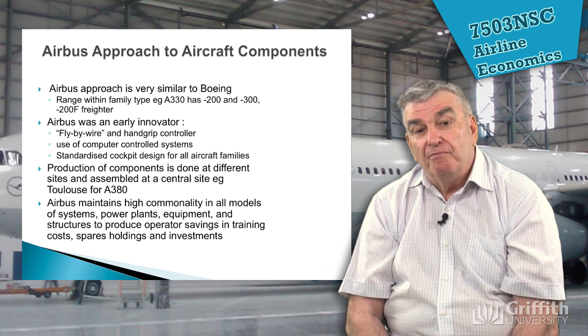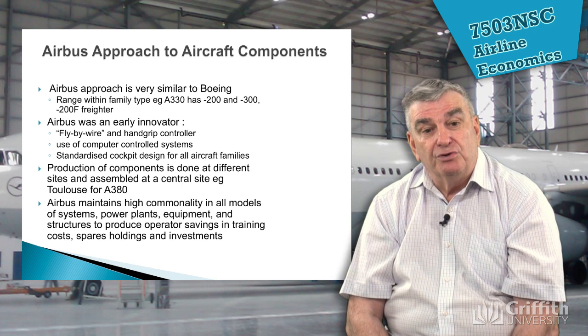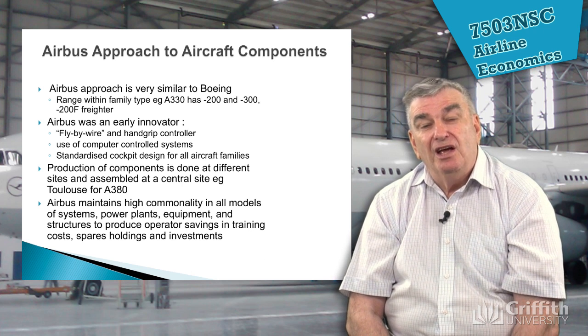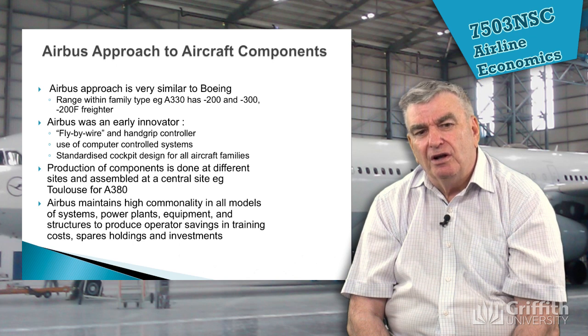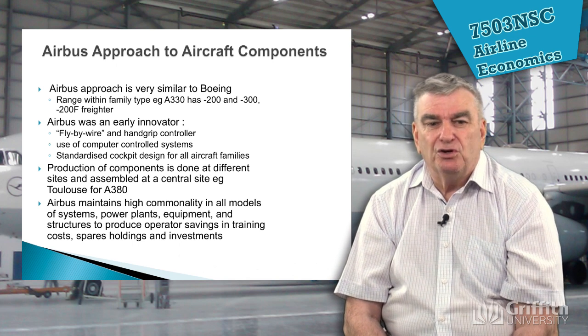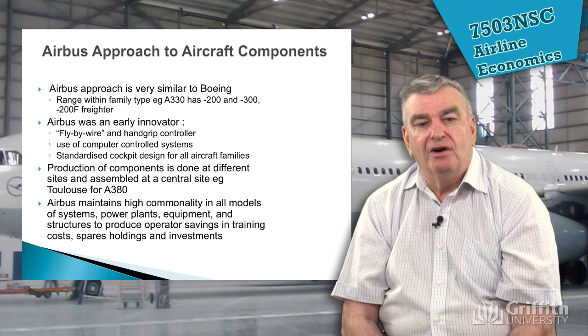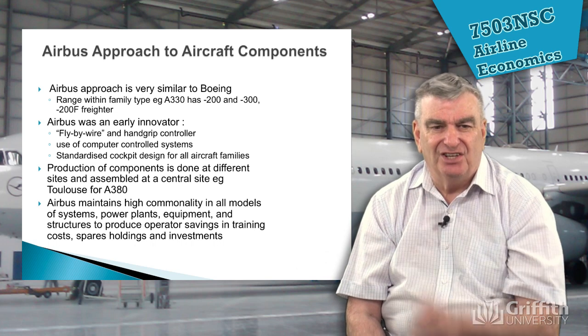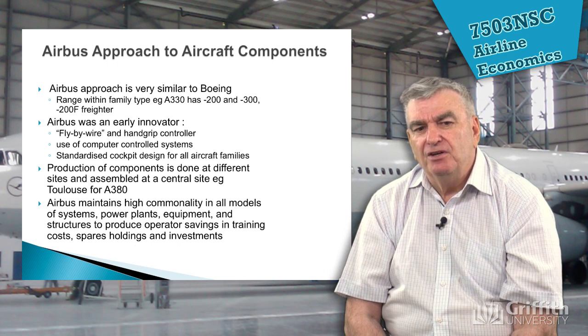If we look at Airbus, very, very similar. It started off with fly-by-wire. It started off with standardised cockpit design. It was pretty much first to start using just-in-time inventory. But Boeing and Airbus have now got very, very closely together. The big difference is, of course, Airbus has got the 380. Boeing doesn't have an equivalent aircraft at the moment. The 787-8 may be close, but there are still very, very big differences.